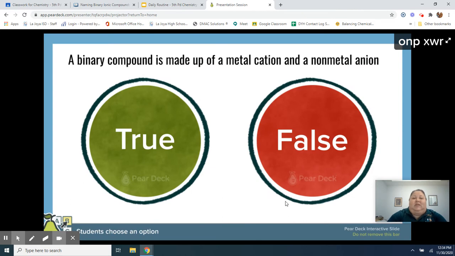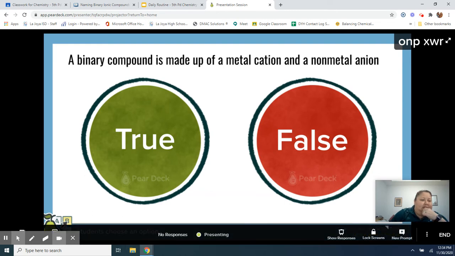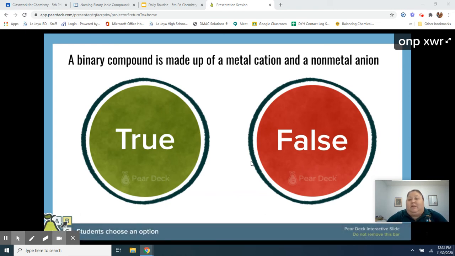Bonded. All right, so you have a true and false question. A binary compound is made up of a metal cation and a non-metal anion. True or false? What do you think? Take a vote, guys. Take a vote in the chat, in the Pear Deck or in the chat. If you're not in Pear Deck, there's the link. What do you think? A binary compound is made up of a metal cation and a non-metal anion.